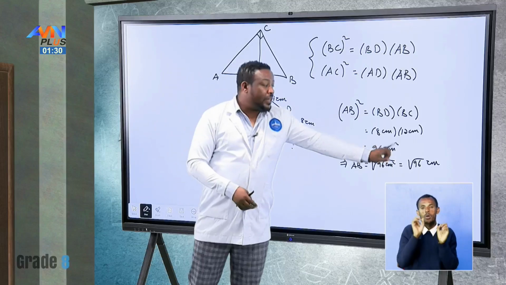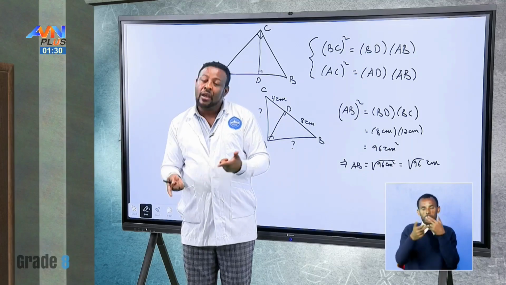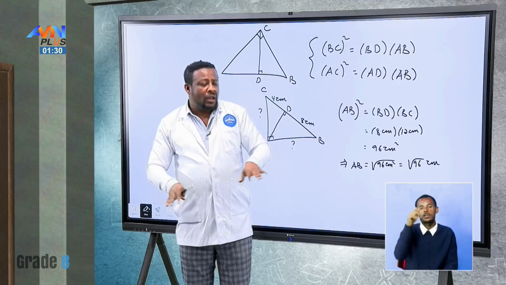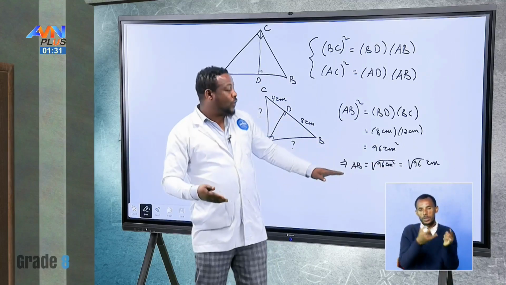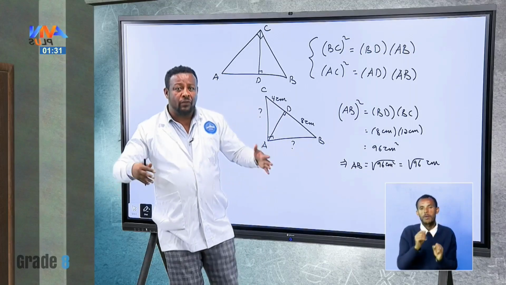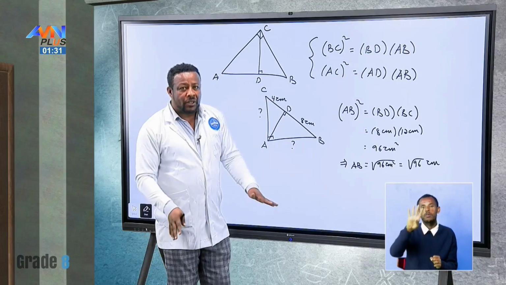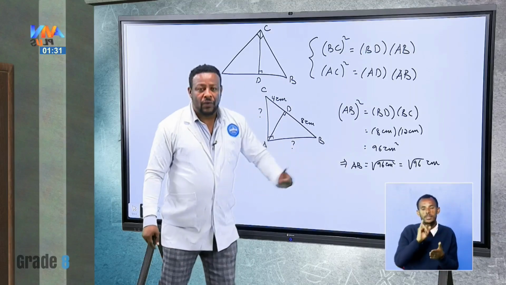Because 96 can be written as 4 times 24, or in other forms. You may have different ways of giving the answer for AB. It can be 2 root 24 or other forms, right? So this is the length of AB.